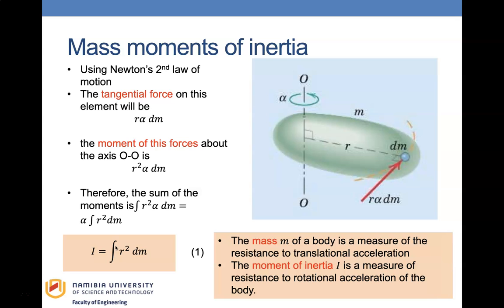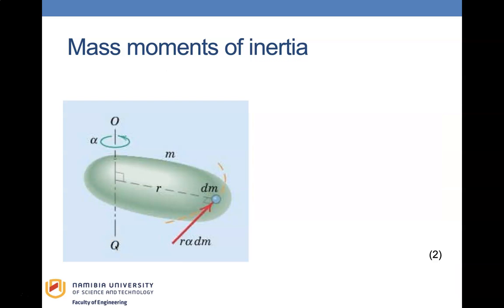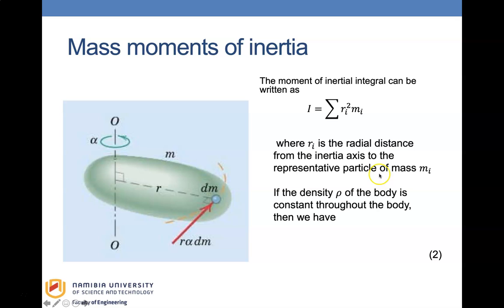Just as the mass m of a body is a measure of the resistance to translational acceleration, the moment of inertia I is a measure of resistance to rotational acceleration of the body. The moment of inertia integral can also be written as the summation of Ri squared mi, where Ri is the radial distance from the inertia axis to the representative particle of mass mi, where the summation is taken over all the particles of the body.